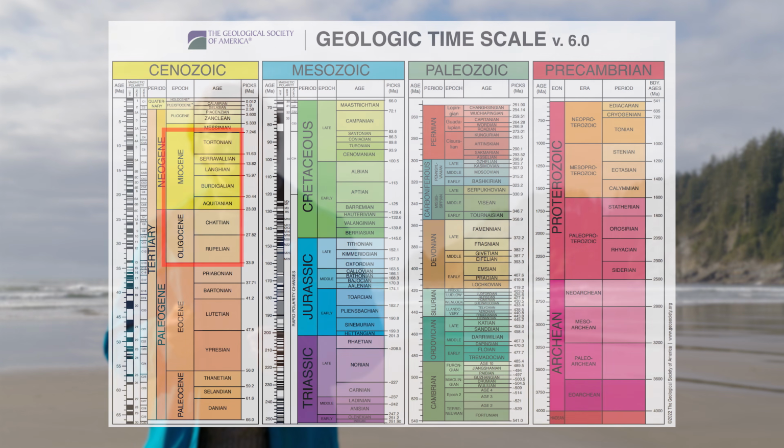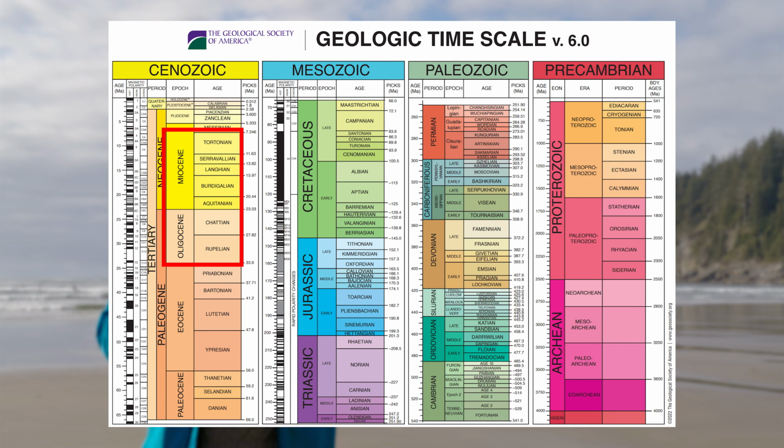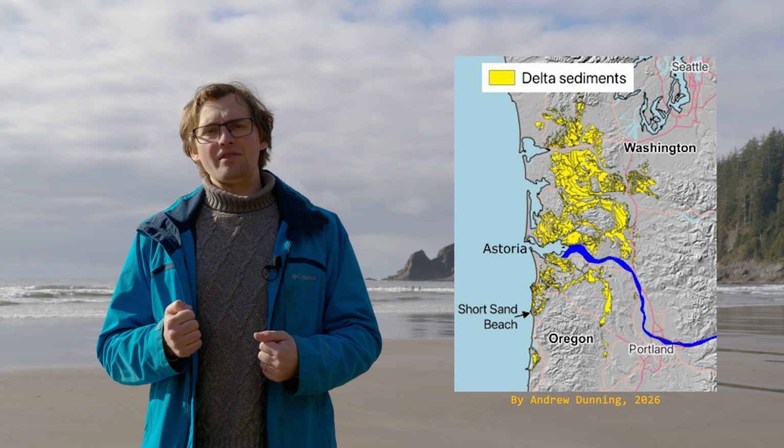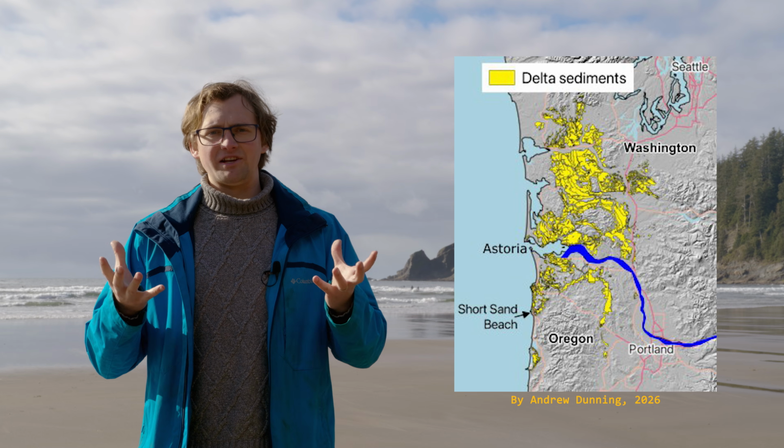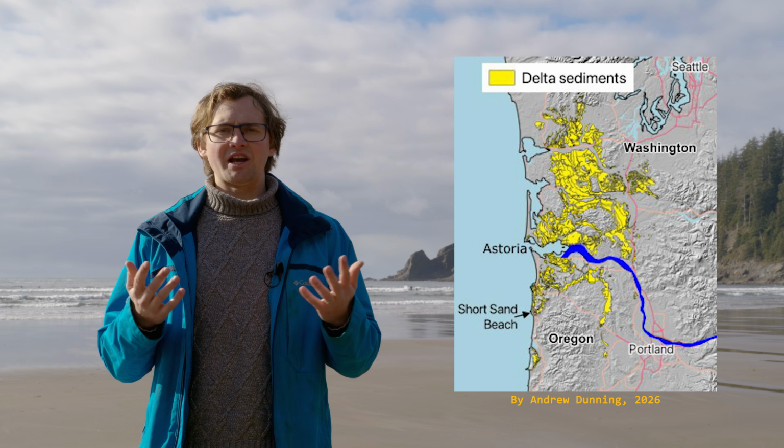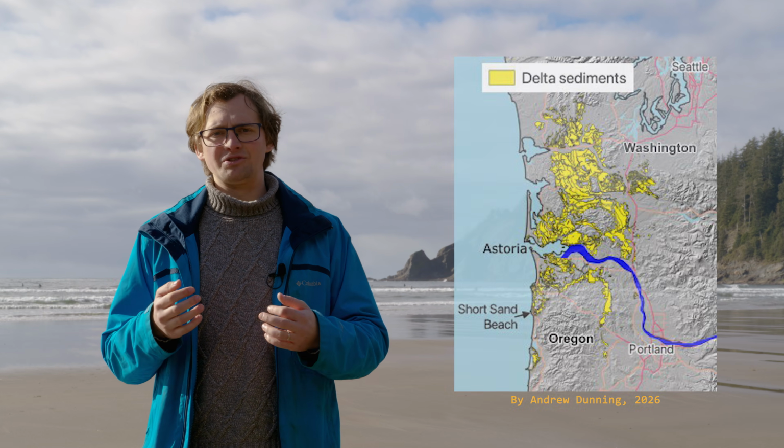Nowadays, the Columbia River enters the Pacific Ocean at Astoria to the north, but in the Oligocene and Miocene epochs, the Columbia River drained out further to the south, and a wide delta of soft sandstones and mudstones covered this part of the Oregon coast. Over time, these marine sediments have been uplifted and form the basis of the Coast Range and much of the rocks along the Oregon coast.